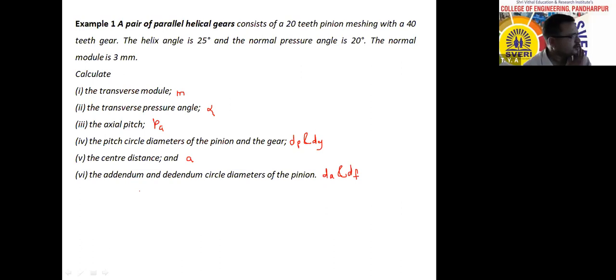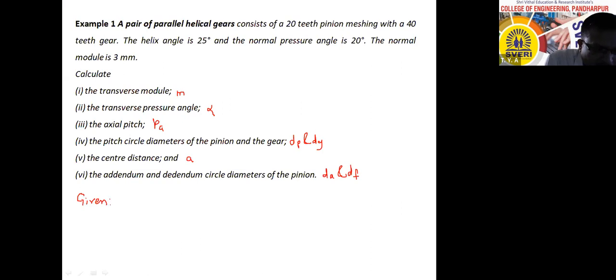I think you have written the problem. Okay, we will solve the problem now. Now write down the given data. Guys, given quantities. What is the first line? A pair of parallel helical gears consists of a 20 teeth pinion, with ZP they have given. ZP, given data you write down now.